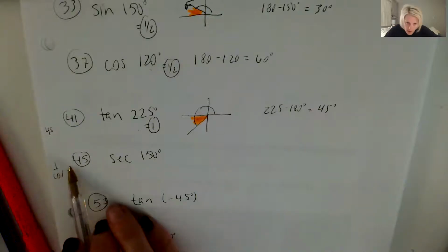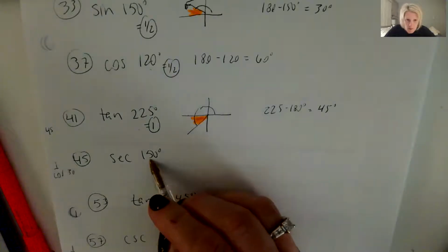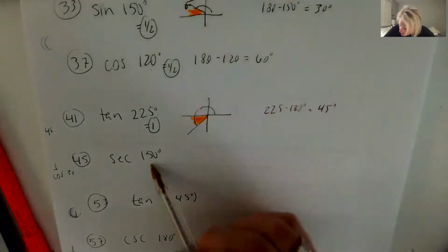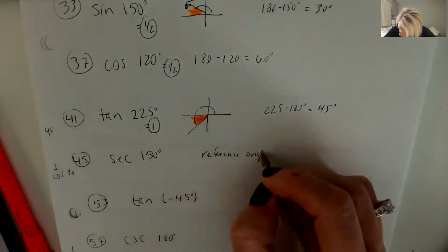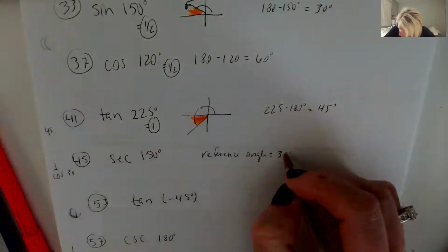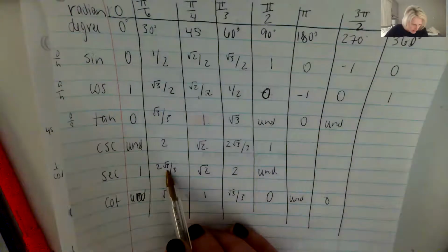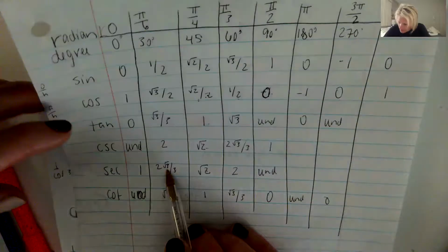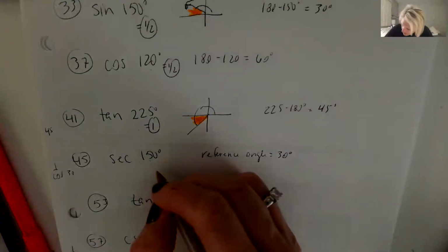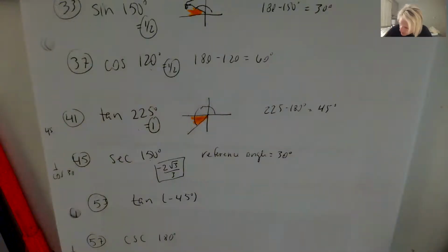So number 45, we're looking at secant of 150. And we know that for 150, the reference angle is 30. We did that back on 33. And so secant at 30 is 2 square root of 3 over 3. And it's negative there, a negative 2 square root of 3 over 3, because cosine is negative.